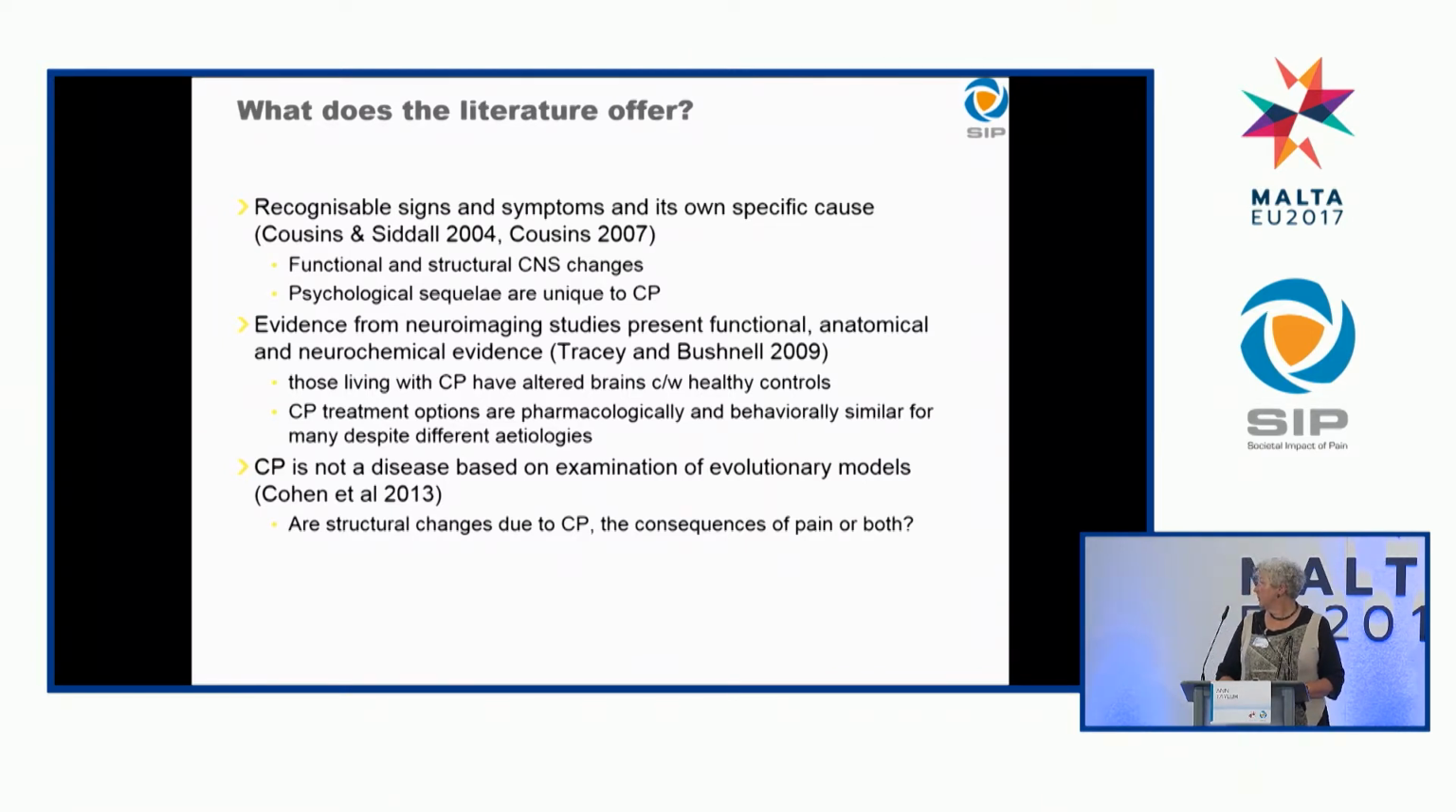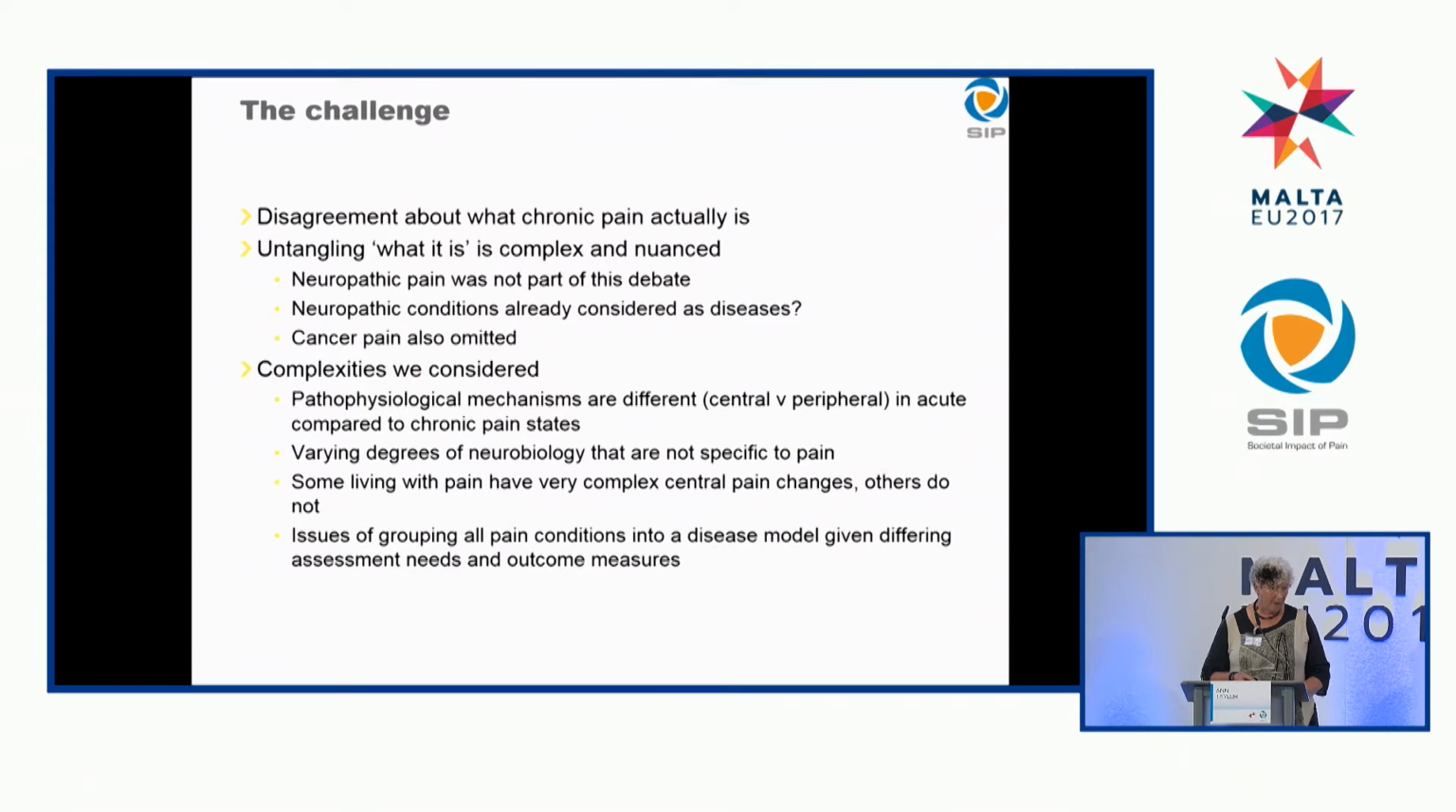And then other people have argued that it's not a disease because it's possibly just changes in the brain because it's being bombarded with nociceptive input constantly. So the challenge then was disagreement about what chronic pain actually is, and untangling what it is, as I said, was complex and nuanced.